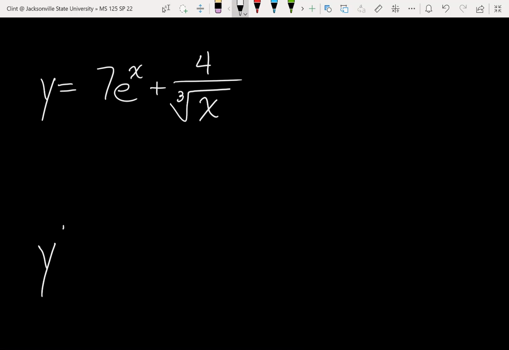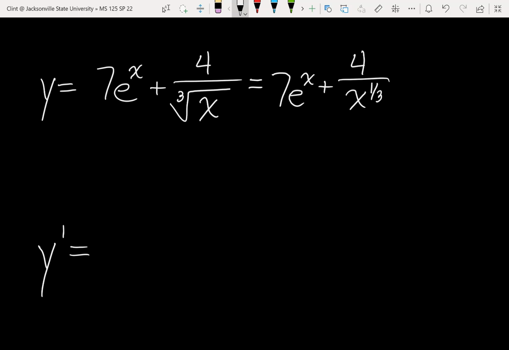We're going to find y prime. Looking at this one, similar situation to last time. It's a little bit different. Yeah, rewrite the cube root. And if you need to do it in two steps, you can. So if we just change it to a fractional exponent, it's x to the 1/3.